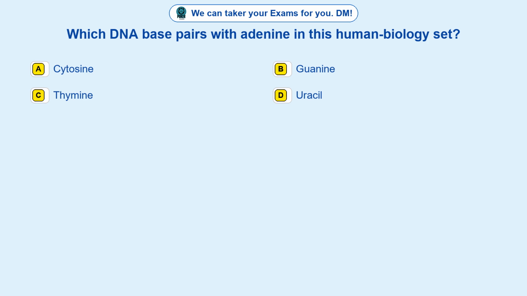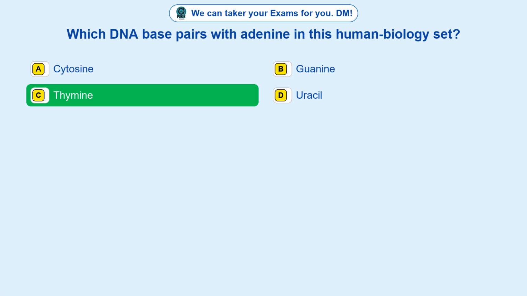Question 7. Which DNA base pairs with adenine in this human biology set? Option A, cytosine. Option B, guanine. Option C, thymine. Option D, uracil. The correct answer is option C, thymine.